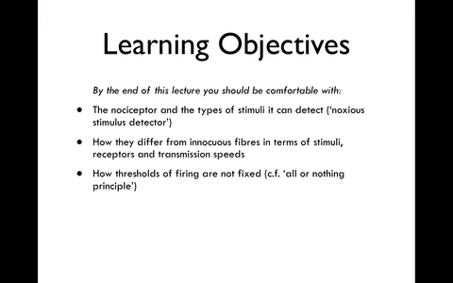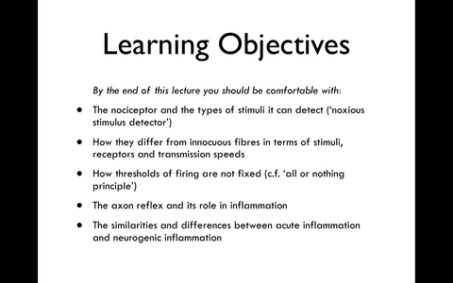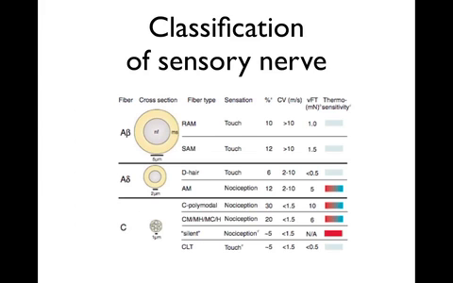How thresholds of firing are not fixed, and we'll compare this with the all or nothing principle of cell physiology. The axon reflex and its role in inflammation, and finally the similarities and differences between acute inflammation and neurogenic inflammation.